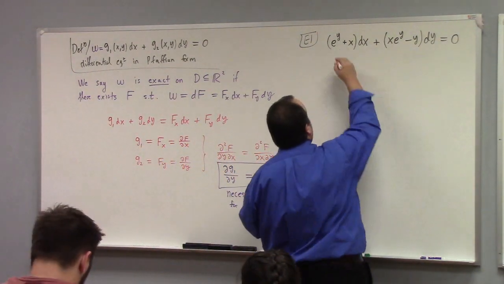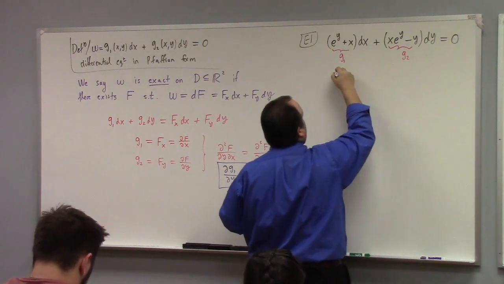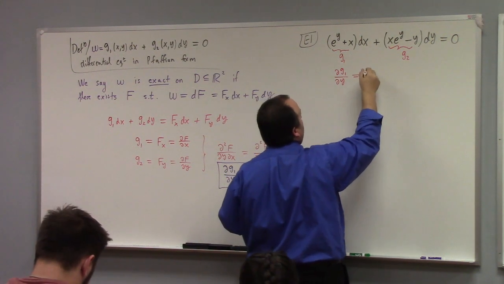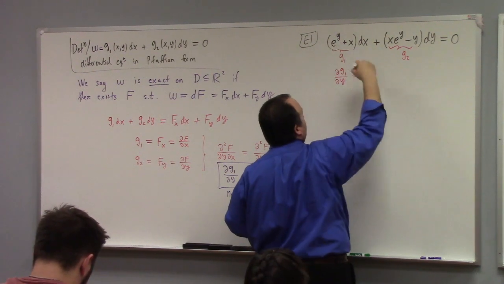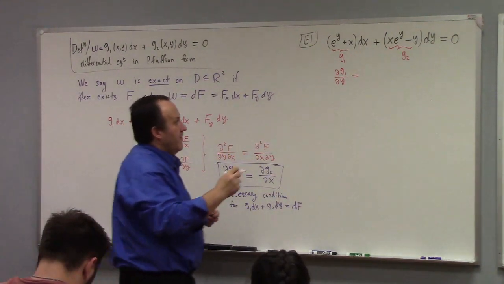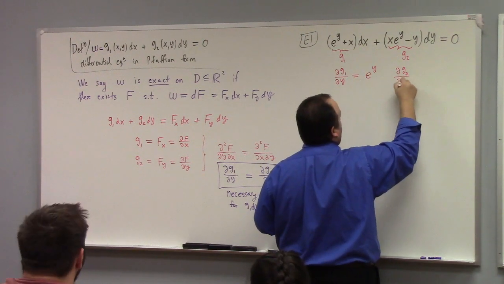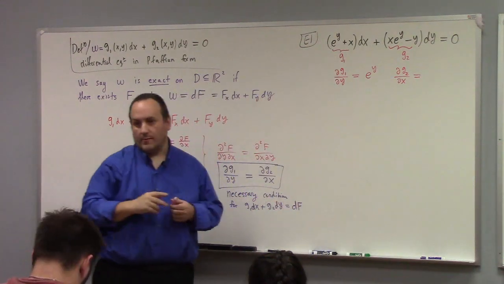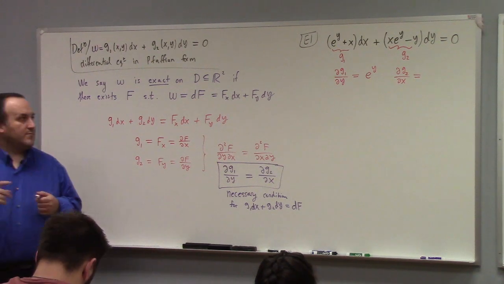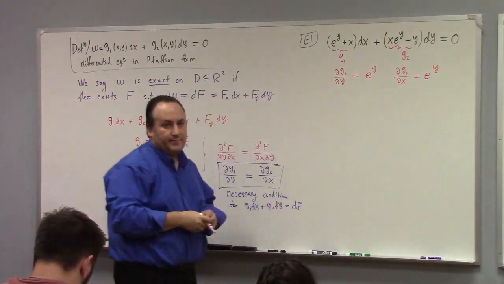So this is what? This is my G1 in my current language. This is my G2 in my current language. So what's partial G1 partial y? What's it equal to? Can you guys tell me? e to the y, all right. And what's partial G2 partial x equal to? e to the y? Well, that's good, right? So that means that, in fact, this is in a quote-unquote exact form.